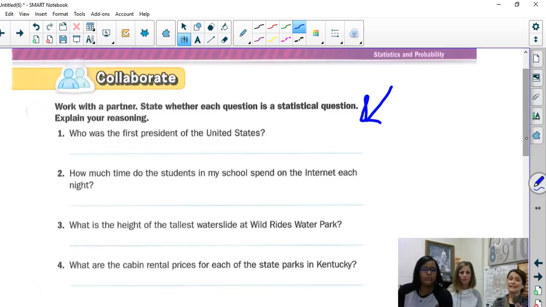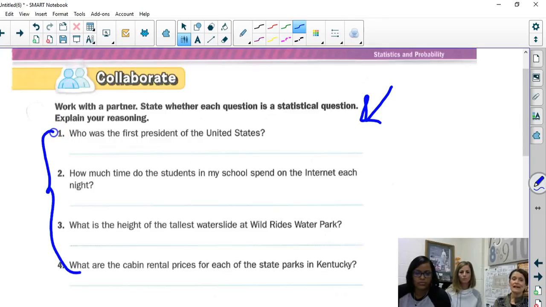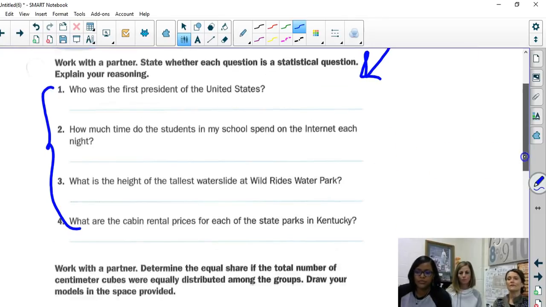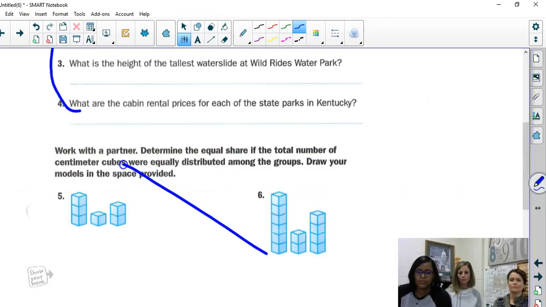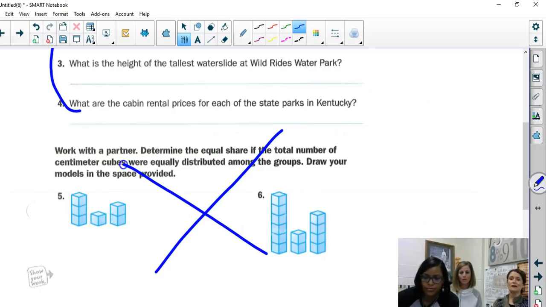It says, state whether the question is a statistical question, and then explain, okay? If you say yes, why? If you say no, why? We are going to go over these answers in class. That's the part we want you to know, because before you can write your statistical question, we have to make sure you understand what that is, okay? We're skipping that part. Once you complete 1 through 4, then you're done with that part.